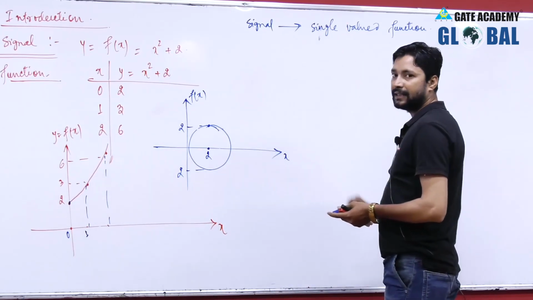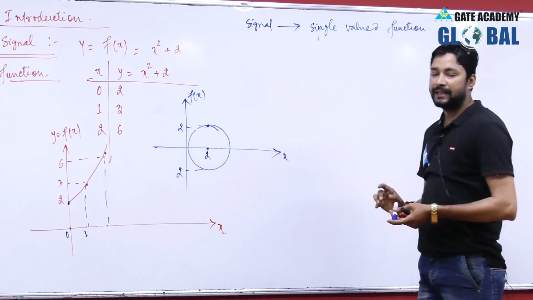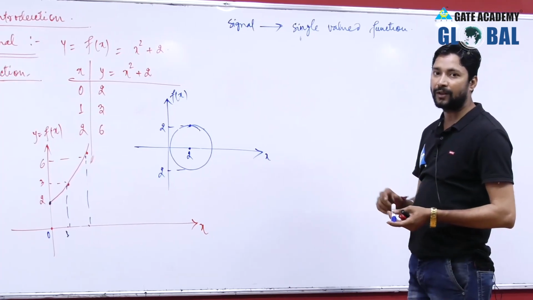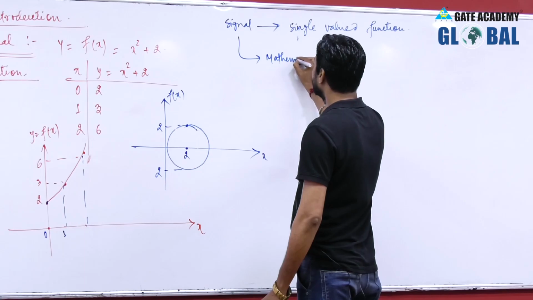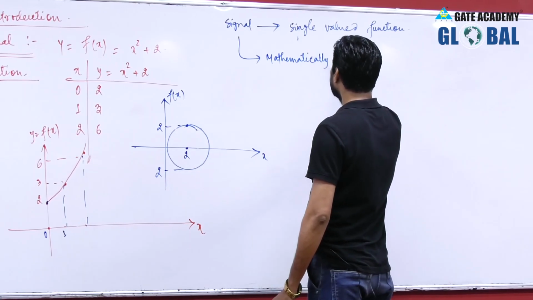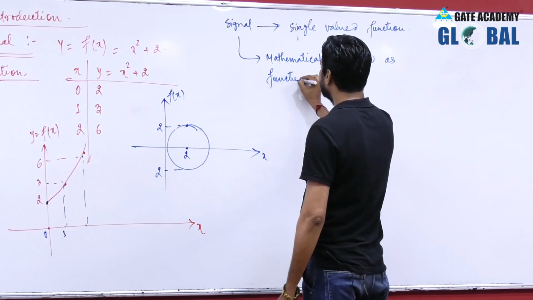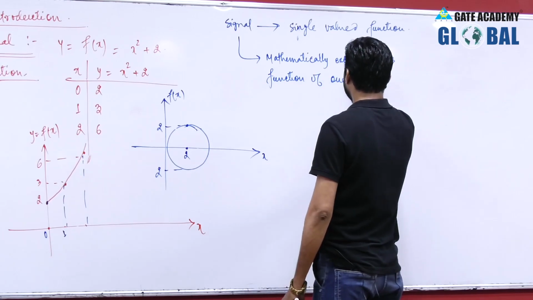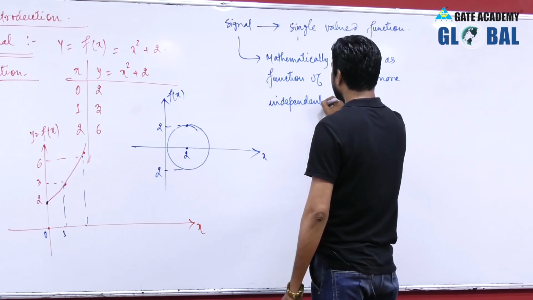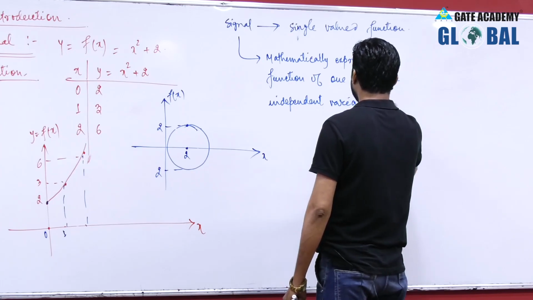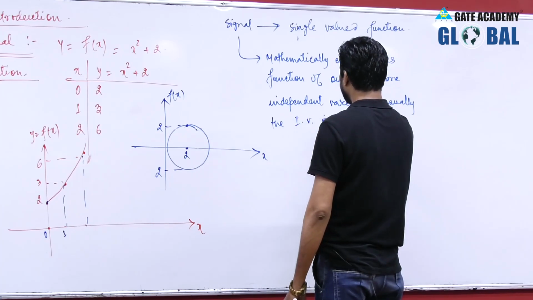So, how do we define a signal? We have said a signal is a physical quantity that contains information, correct? But mathematically, signals are defined as a function of one or more independent variables. Signals are mathematically expressed as a function of one or more independent variables. Usually the independent variable is time.